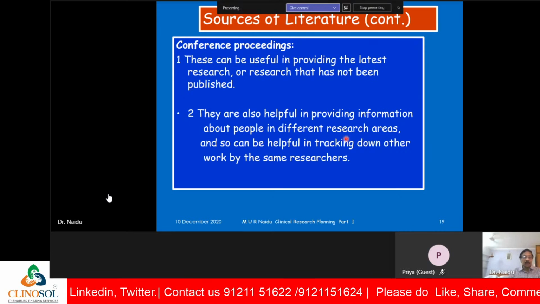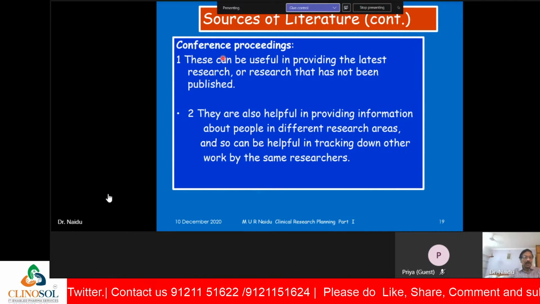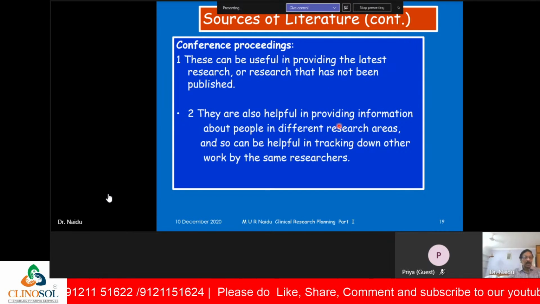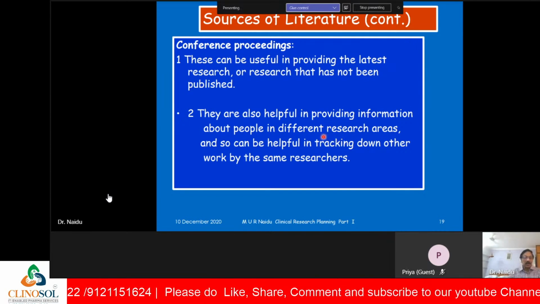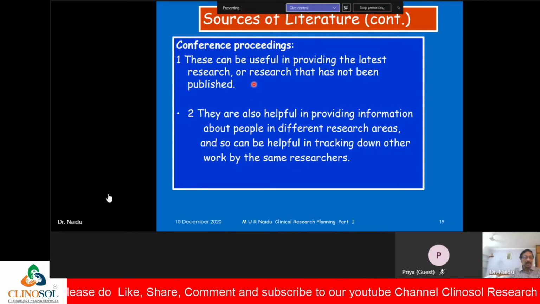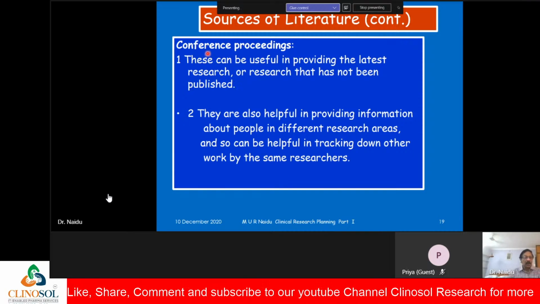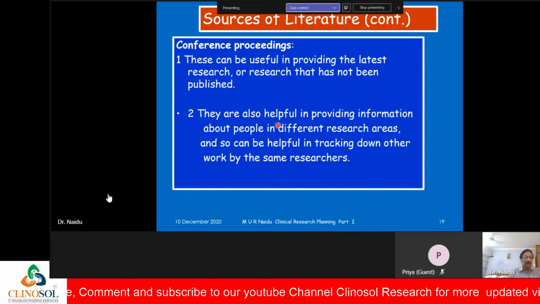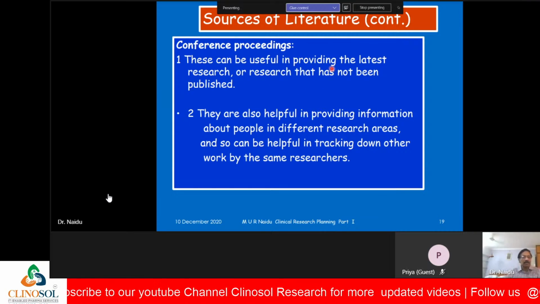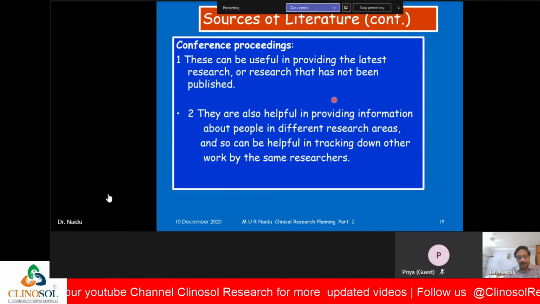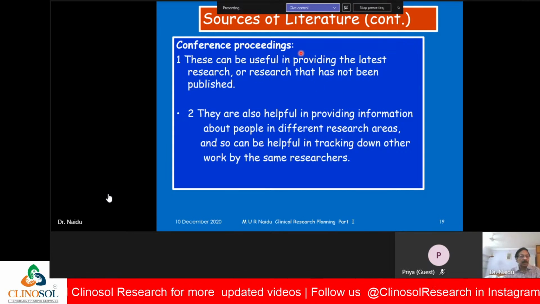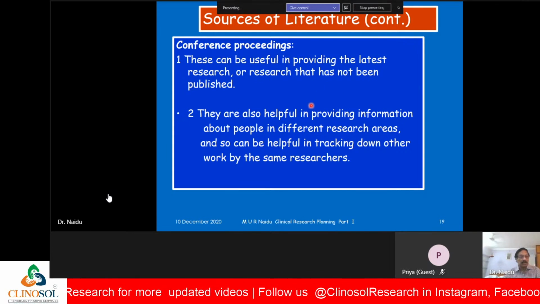Say you wanted to work in a particular area. If you go and attend a conference, you can find out that a particular person has also published the same work. So you can contact him, track all his information, and have a discussion. This is one of the very good advantages: the conference proceedings will tell you who the people in the world are working in your area, and you can write to them, understand, and discuss with them. So conference proceedings are also a very good source of literature.